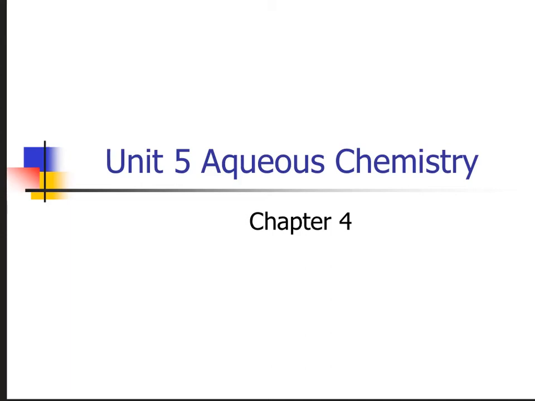All right, ladies and gentlemen, we will begin with Unit 5, Aqueous Chemistry, Chapter 4 in our book. This unit has us looking at double replacement reactions, single replacement reactions, and solution-based stoichiometry that we will cover. But first, we must talk about some other terminology so that we're all in the same boat.